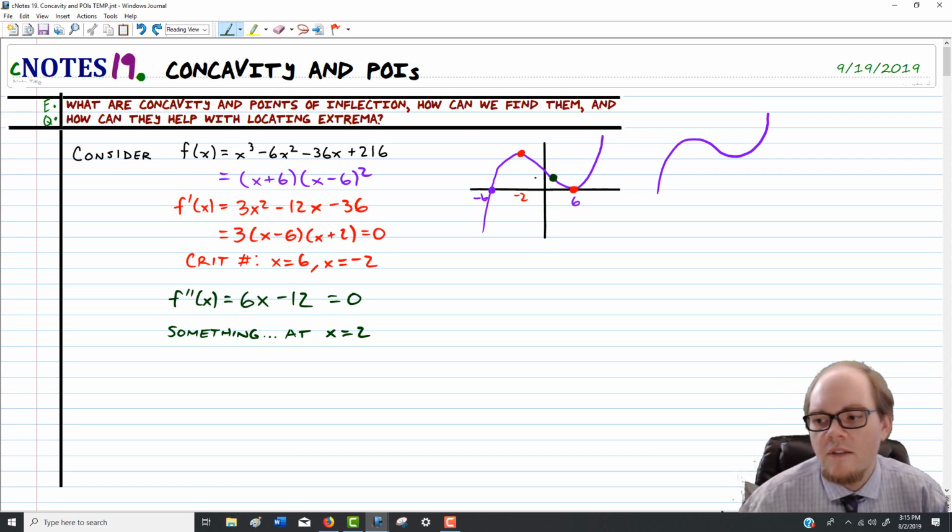So I guess my question is, can you tell what the difference is between things on the left of x equals 2 and on the right of x equals 2? Do you see any difference? And to help us do that, I'm going to sketch what's on the left.